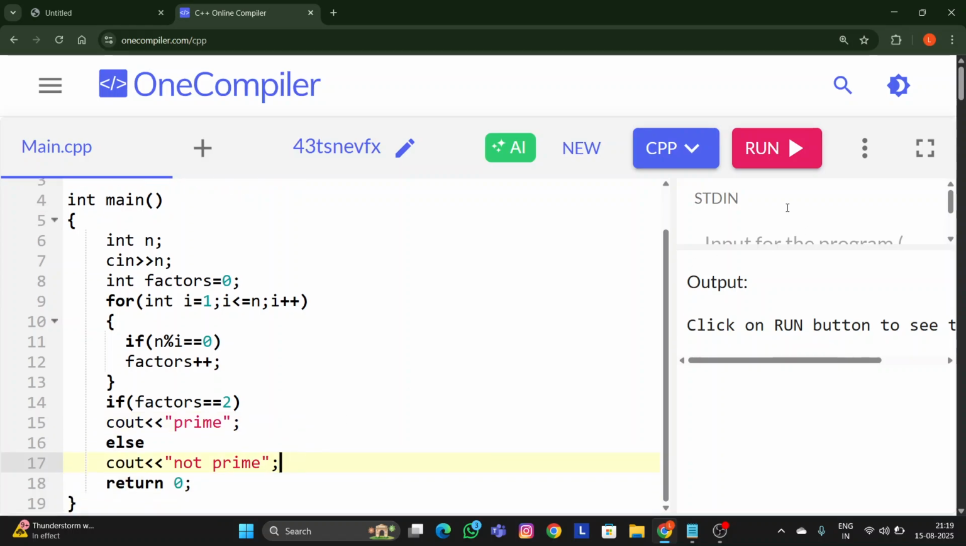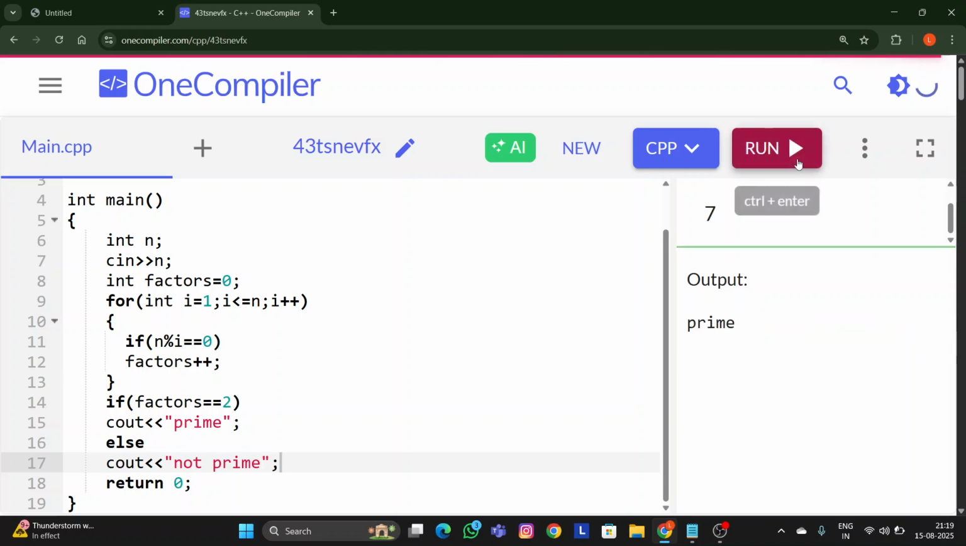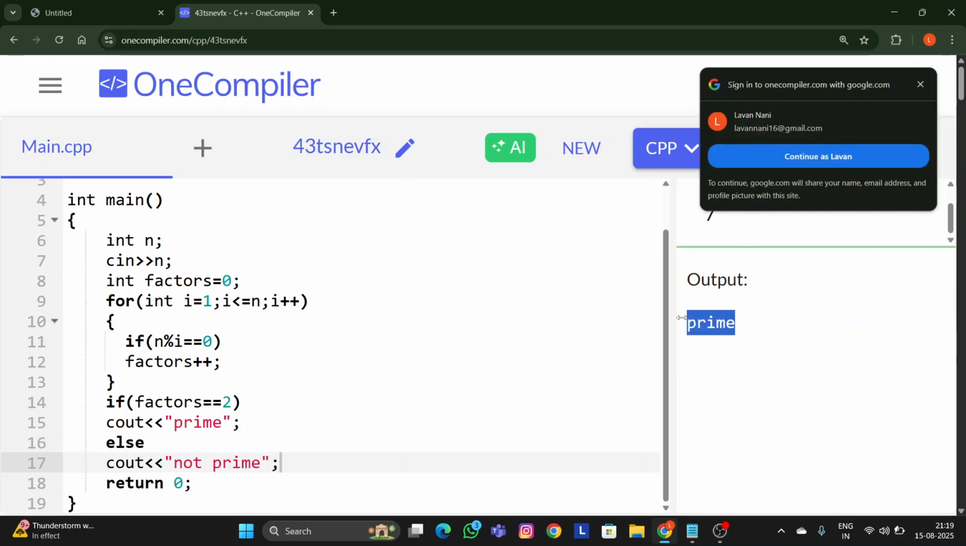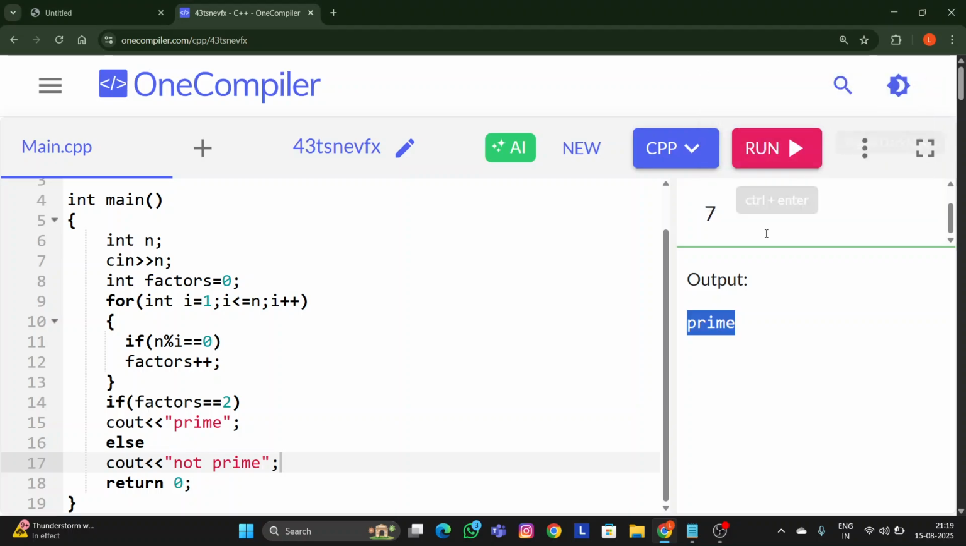So I am giving the input. What is our first test case? 7. So here see the output, 7 is a prime number. I am giving another number. What is our test case 2? 10. 10 is not a prime number. So here see, 10 is not a prime number.